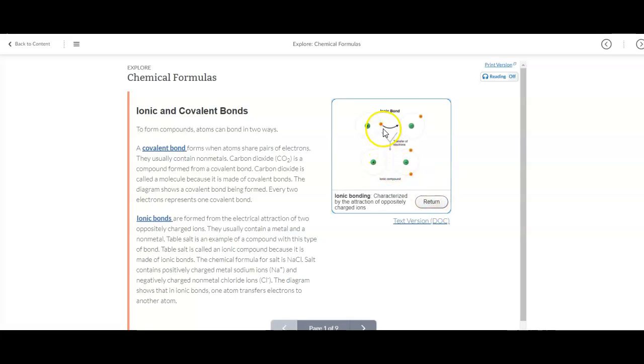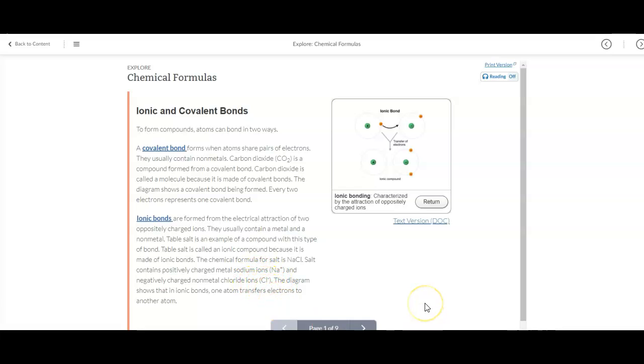So the image here shows an ionic bond, which is different. These are formed from the electrical attraction of 2 oppositely charged ions. They usually contain a metal and a nonmetal. Table salt is an example of a compound with this type of bond. Table salt is called an ionic compound because it is made of ionic bonds. The chemical formula for salt is NaCl. Salt contains positively charged metal sodium ions, Na+, and negatively charged nonmetal chloride ions, Cl-.